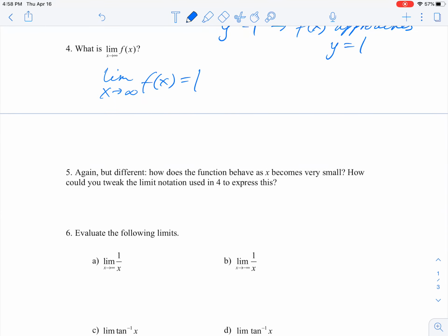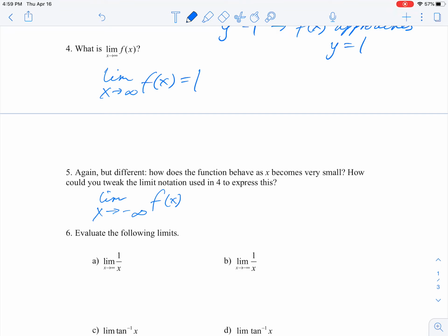Okay, again, but different. How does this function behave as x becomes very small? Well, I mean, we should look at the horizontal asymptote again. How could you tweak the limit notation used in problem 4 to express this? Well, take a shot at doing that, and then I'll follow on. Now, if we're thinking about x being very small, then rather than looking at the limit as x goes to infinity, we're now thinking about the limit as x goes to negative infinity.